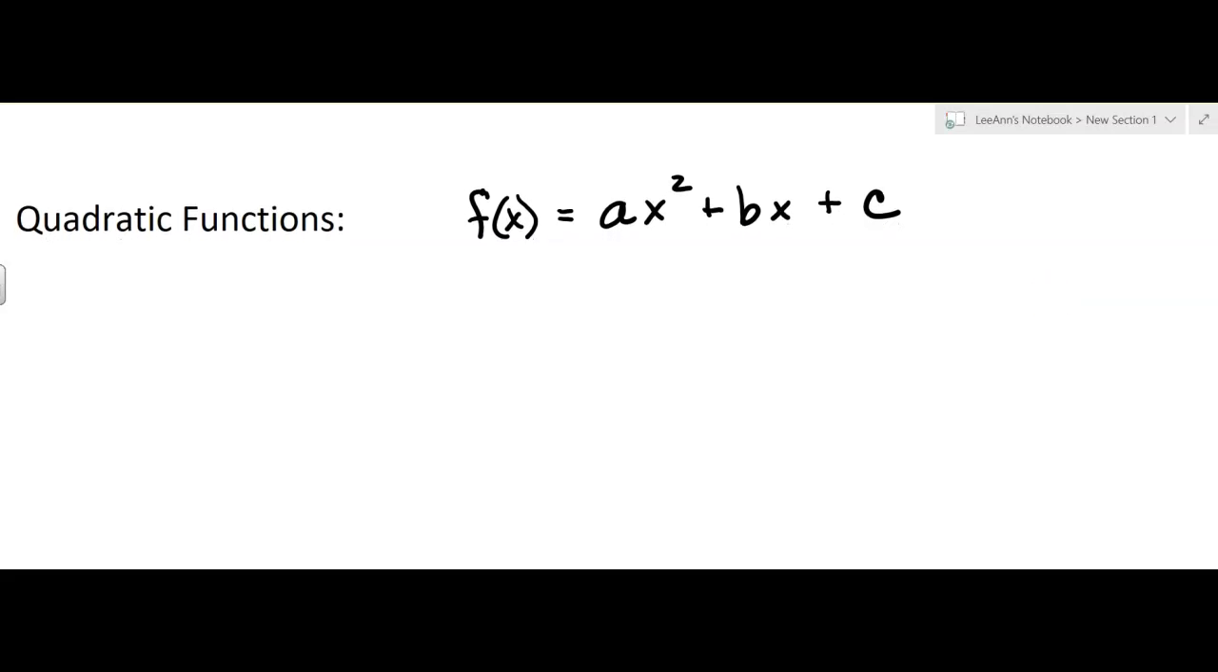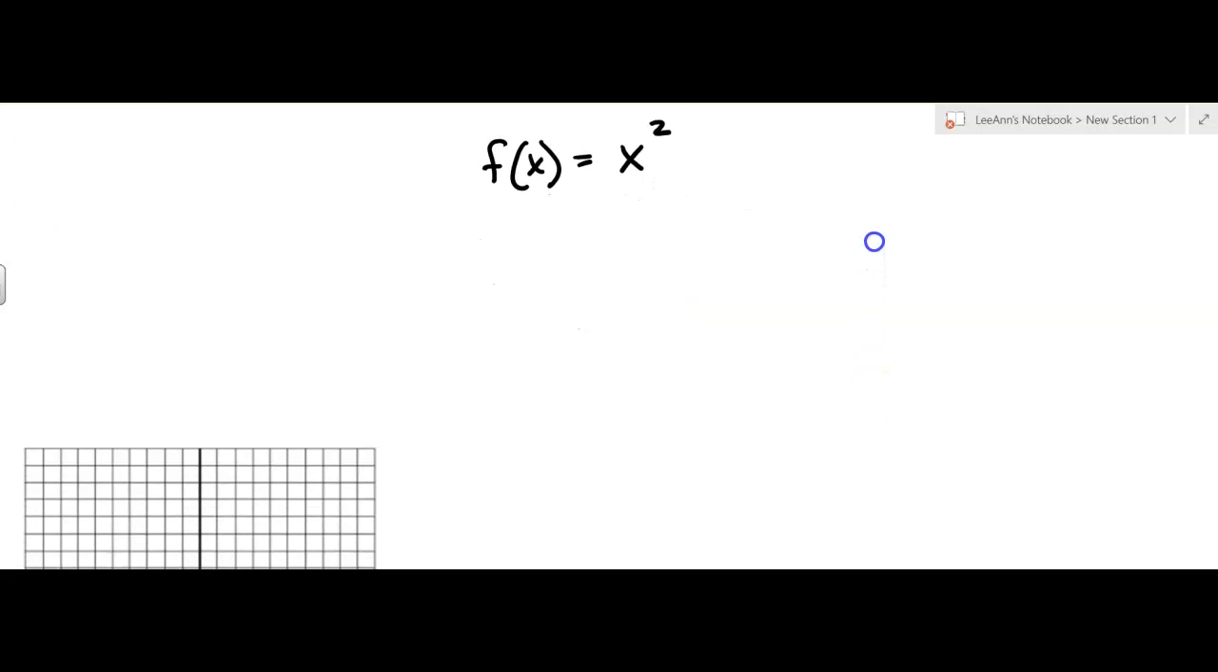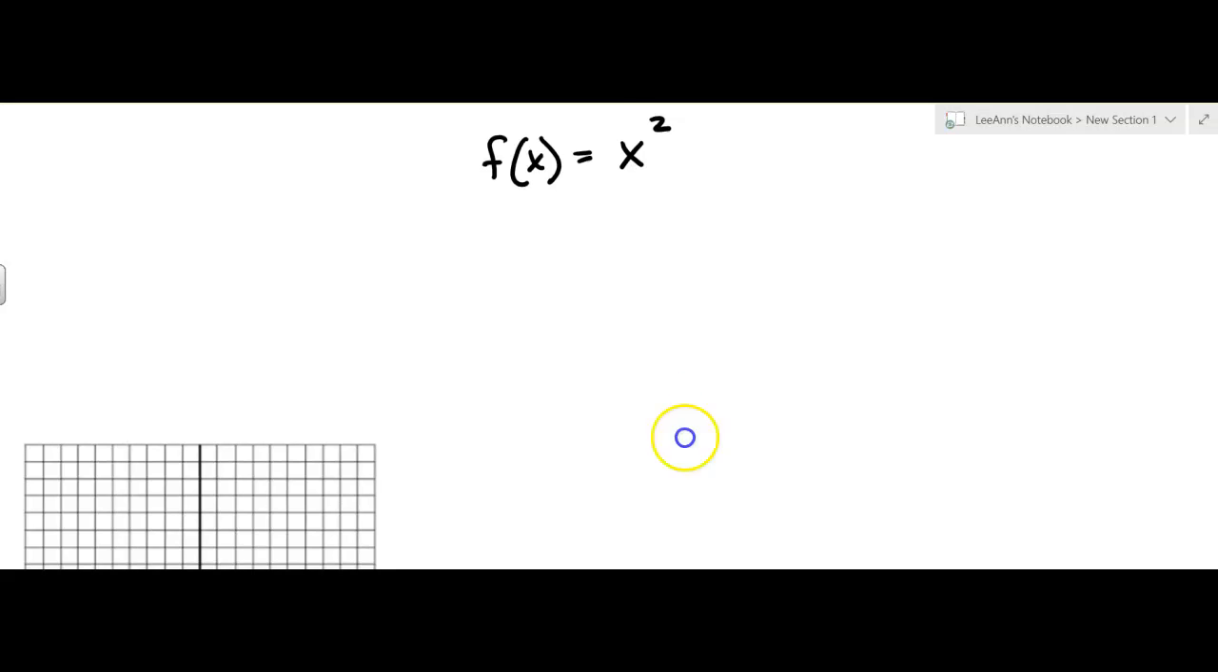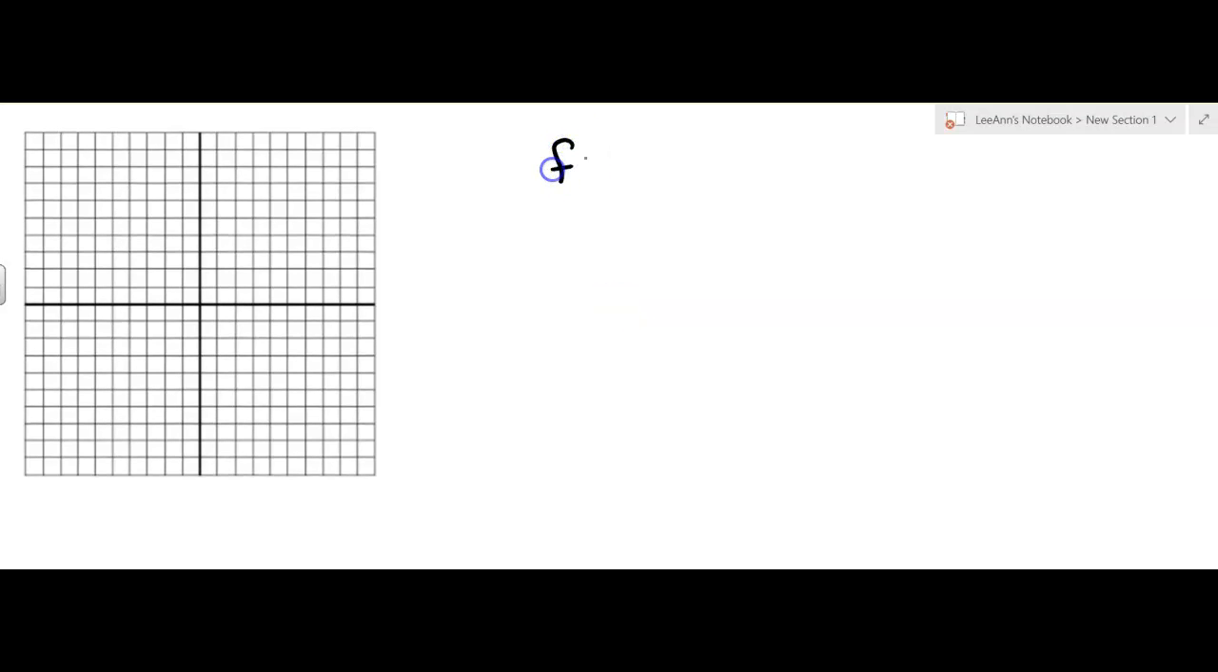So one quadratic function we have is f of x equals x squared. That's kind of the basic one that we have. And so I'm going to make a table of values so that we can graph this. I'm going to scroll that up, a little bit too much room. Usually I don't leave enough room. Okay, so a table of values, x and f of x.